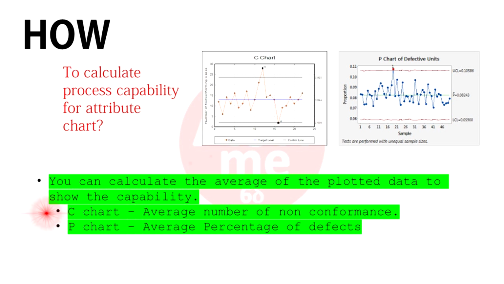If you use a C-chart to plot the number of defects found in each sampling, then report the average number of defects as process capability. If you use a P-chart to plot the percentage of defects found in each sampling, then report the average percentage of defect as process capability.